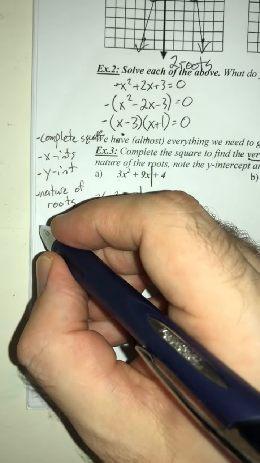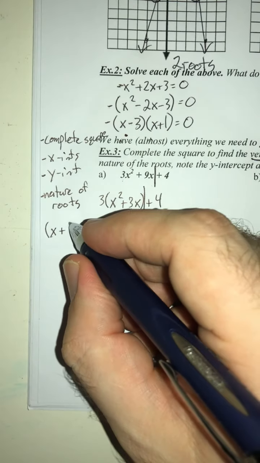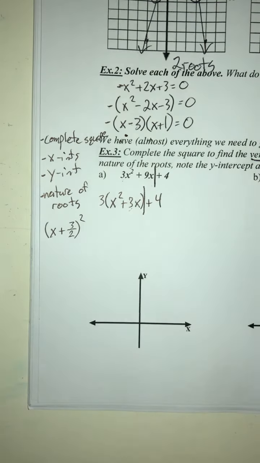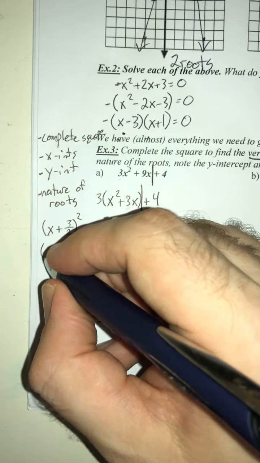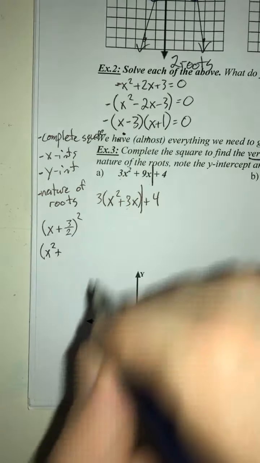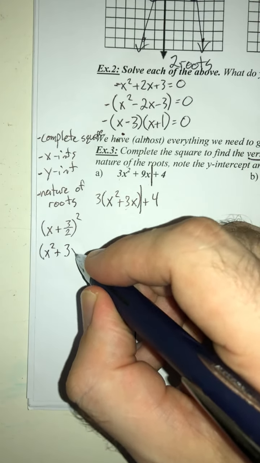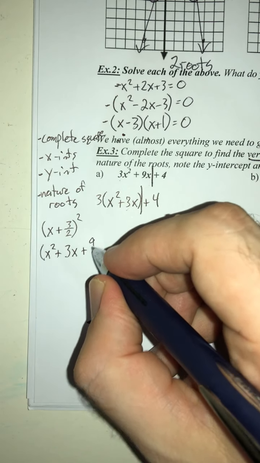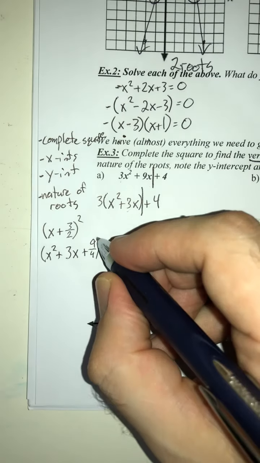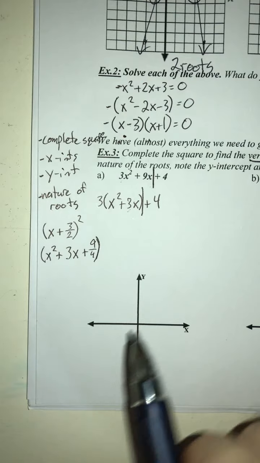So in order to do this, what I'm going to get for my root or my perfect squares, I'll get x plus this divided by 2. So 3 over 2 squared. Let's multiply this out. So I'll get x squared plus 3x, because that's what the middle term is, plus, if I square this to get the last term, I'll get 9 over 4. Again, already this is getting to be a little bit crazy.